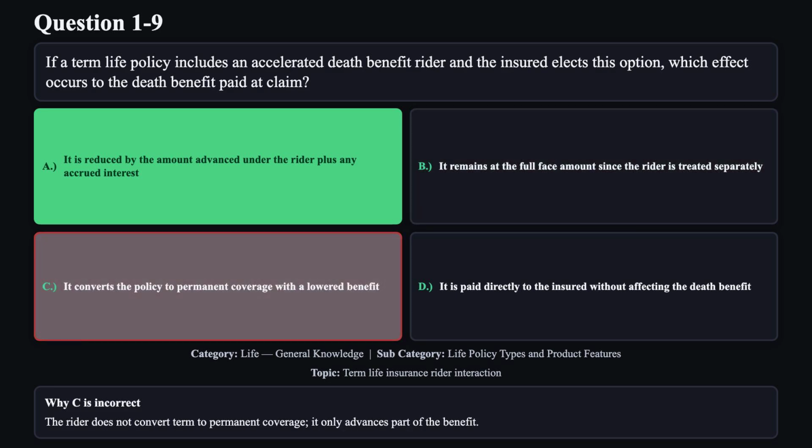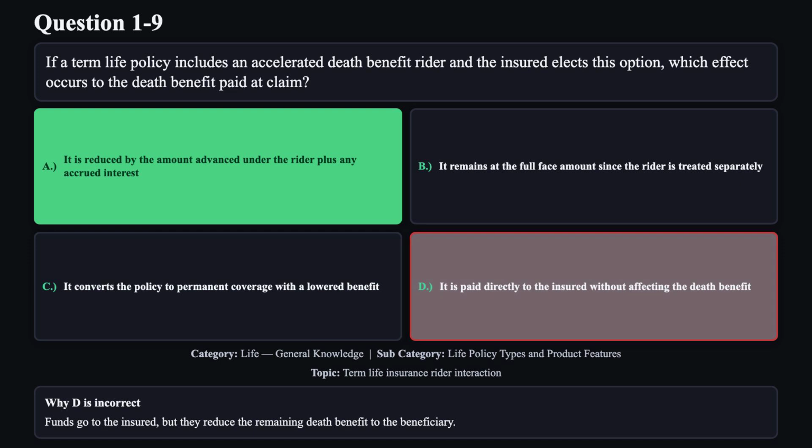Reason C is not correct. The rider does not convert term to permanent coverage, it only advances part of the benefit. Reason D is not correct. Funds go to the insured, but they reduce the remaining death benefit to the beneficiary.